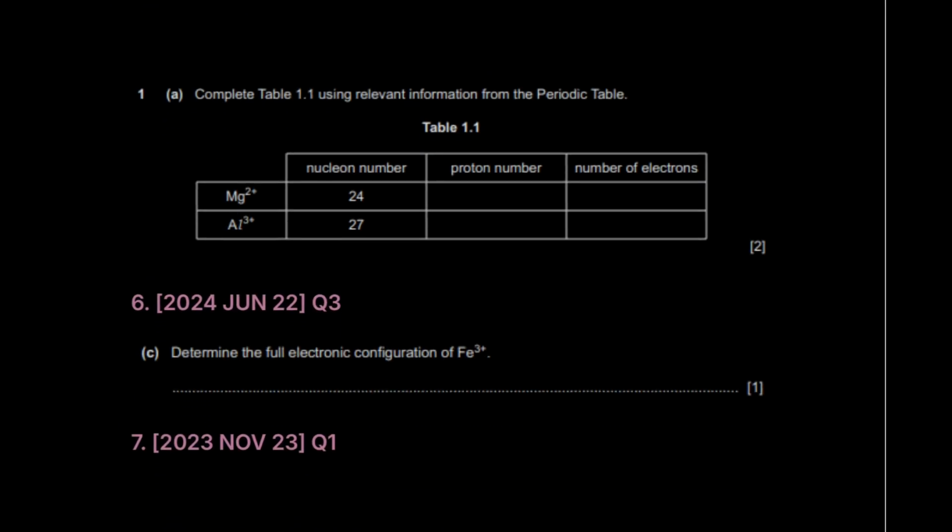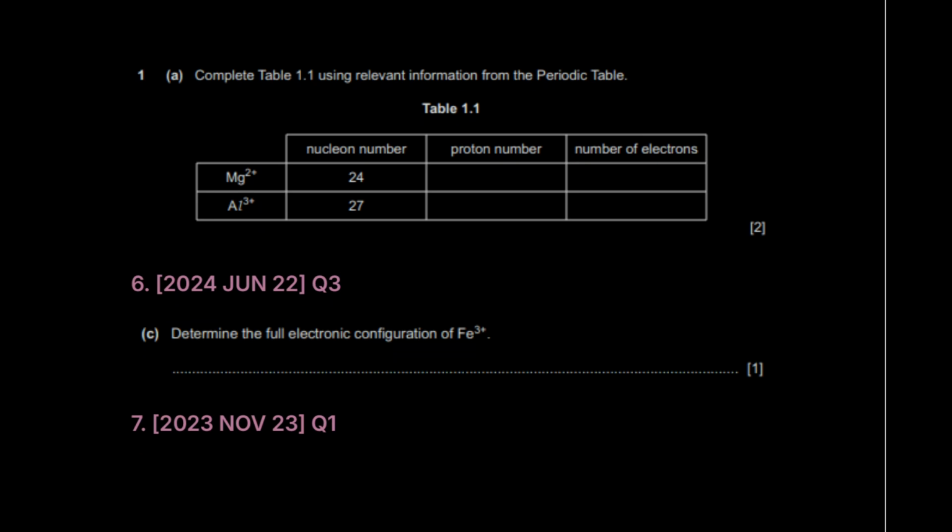Next, complete graph. We've already completed it. Figure 2, relevant. What is the proton number? Check out from the periodic table. Magnesium is 12 and aluminum is 13. Number of electrons. Well, magnesium has a 2+ charge, which means it has 2 fewer electrons compared to protons. Aluminum has a 3+ charge, which means it has 3 fewer electrons compared to protons.